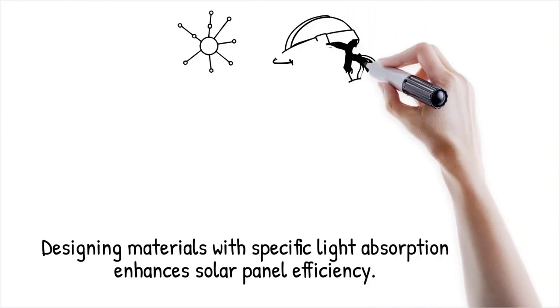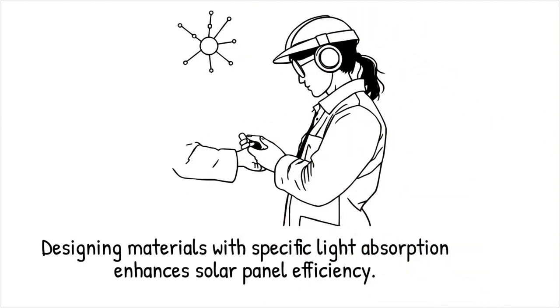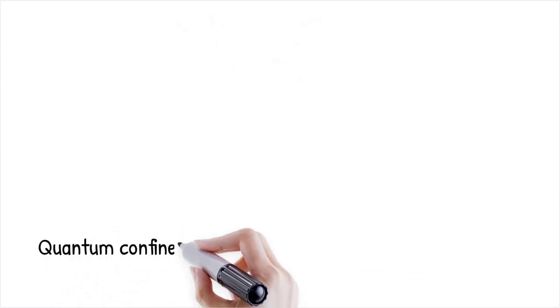By controlling the size of nanoparticles, engineers can design materials that absorb specific wavelengths of light, enhancing the efficiency of solar panels. It's like adjusting the settings on a digital camera. The right configuration leads to optimal performance for different lighting conditions.